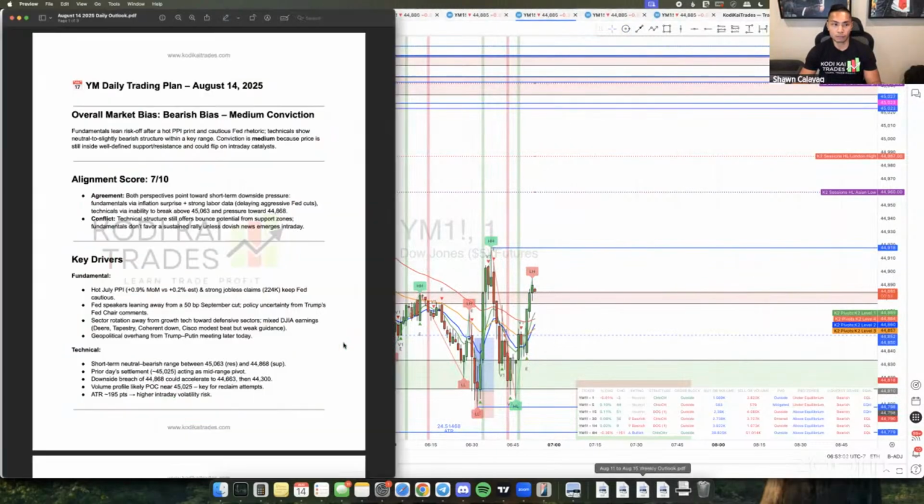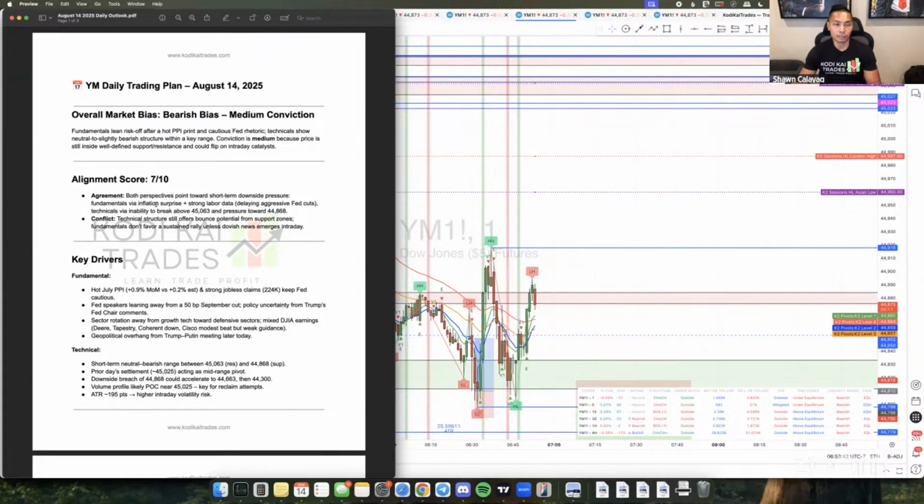Looking at my daily outlook for the day, overall market bias was bearish with medium conviction. Fundamentals leaned risk off after a hot PPI print and cautious Fed rhetoric. Technicals show neutral to slightly bearish structure with the key range. Conviction is medium because price is still inside a well-defined support and resistance and can flip on an intraday catalyst. So with that being said, the bias here is somewhat bearish, not completely bearish, but somewhat bearish, right? Medium conviction. The alignment score is 7 out of 10. The agreement here is that both perspectives point towards short-term downside pressure, so possibly a push to the downside short-term.